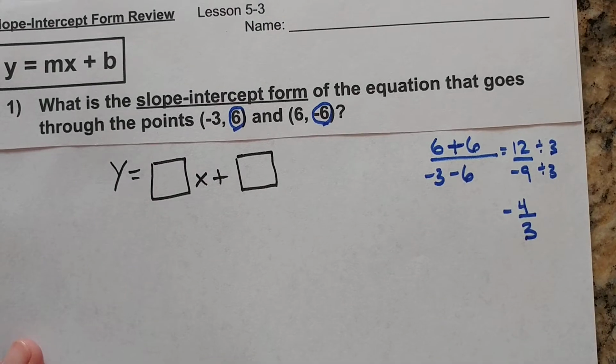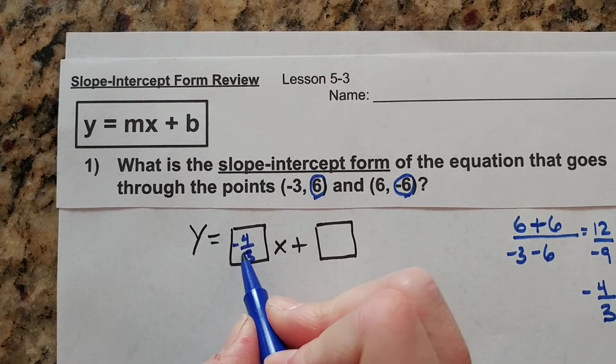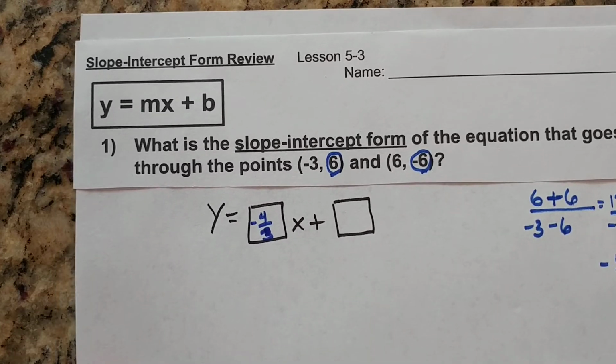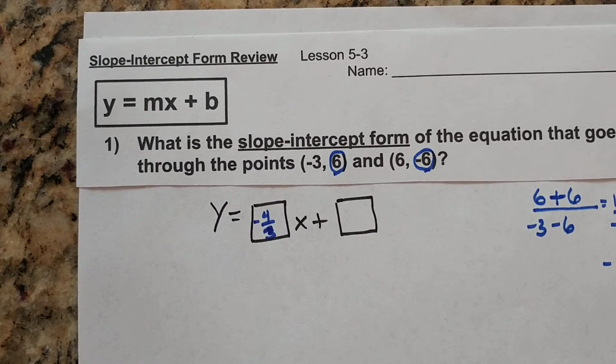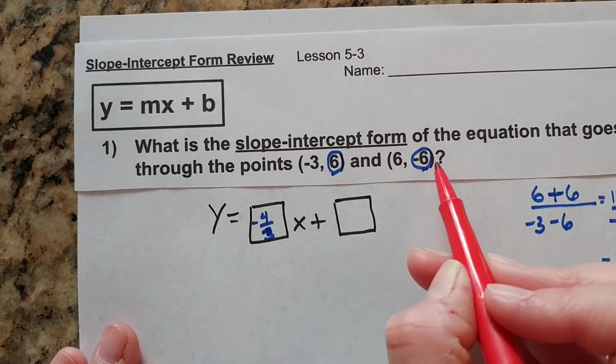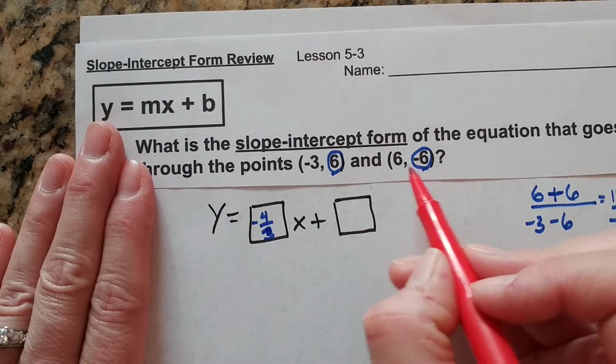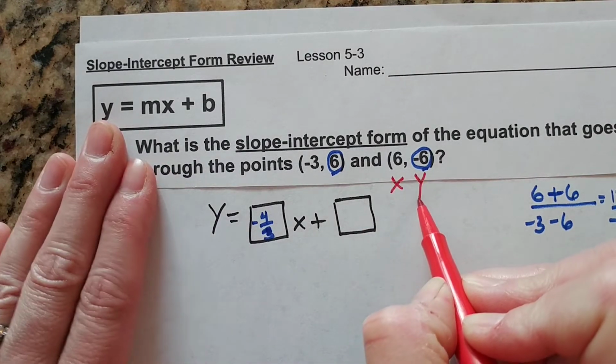Well, I have one part of the equation, negative 4/3. Okay, I'll put that right there in the slope spot. Now I need to get the b, the y-intercept. And that is in this box here. So what I can do is plug in one of the points for x and y, and then solve for b. Maybe I choose to use this point.